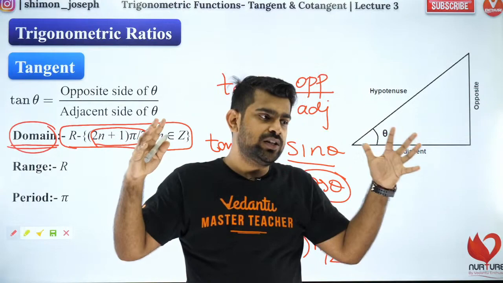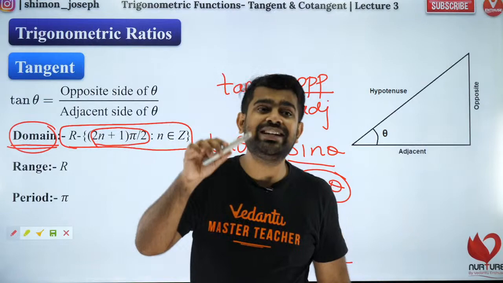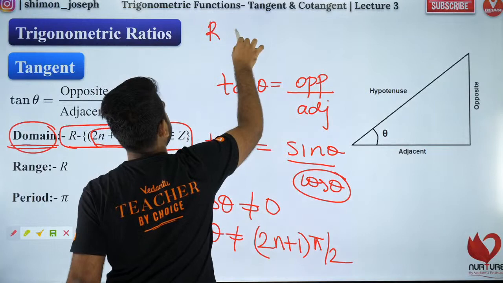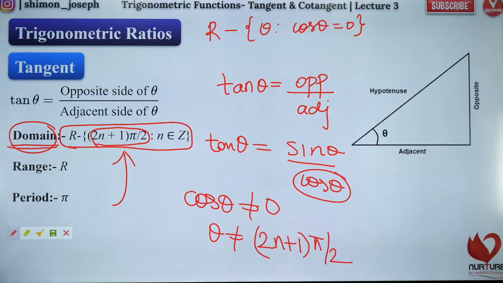Odd multiple of pi by 2, not odd multiples of cos. If you write like that, Riyaz, you can write R minus theta where cos theta becomes 0. That is correct. So you can write R minus theta such that cos theta is equal to 0. You can write like this, but still this is more preferred. Got it? Is that okay? Are you all clear?